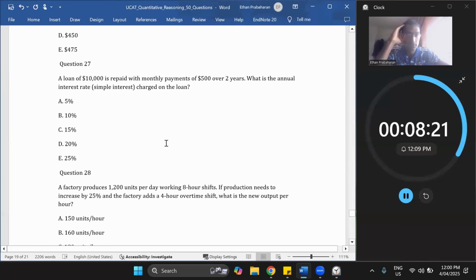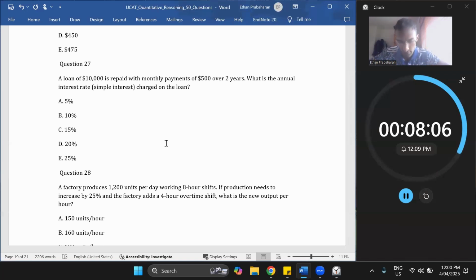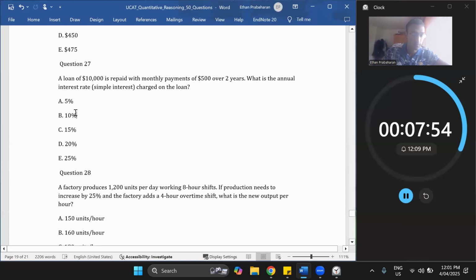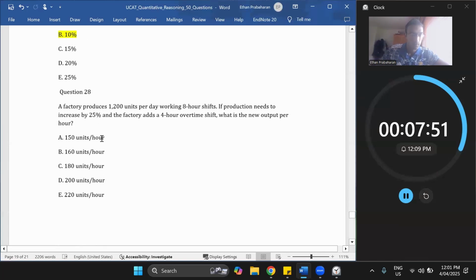A loan of 10 grand is repaid with monthly payments of 500 over 2 years. What's the annual interest charge on the loan? Monthly payments. Okay, so 500 times 24 is the same thing as 1,000 times 12, which is 12,000, which means there's 2,000 interest, which means 1,000 per year in interest, which is 10%. 1,200 units per day, 8-hour shifts, output per hour.